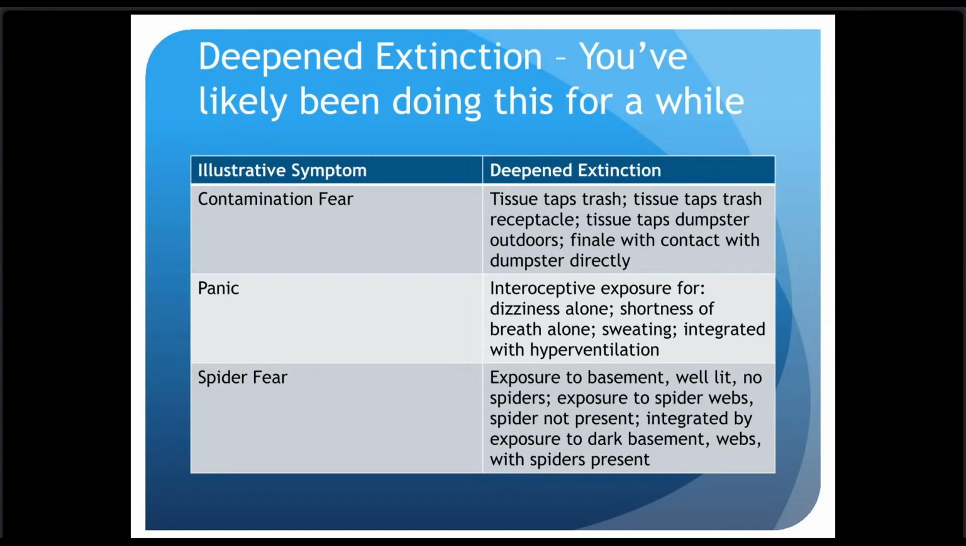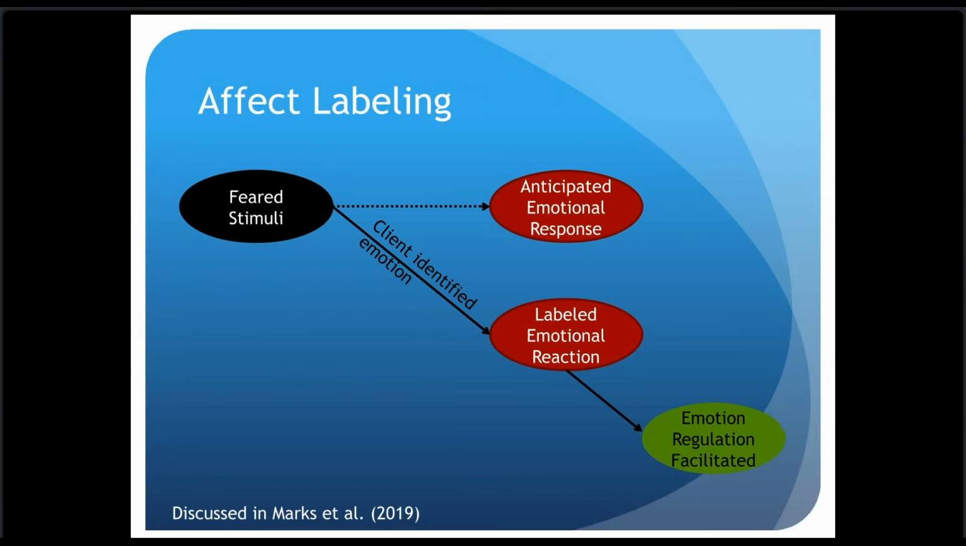So that's deepened exposure. Spider fear, just to really bring it home, you could have the person go into the basement where it's well lit, there's no spiders. Then you go to parts of the basement where there's spider webs, but the spiders are not there. And then you integrate it by going to the basement in the dark, there's webs, and there are spiders present. That's deepened exposure. Again, I suspect that sounds familiar to you, and now we're putting a name to it. And what's nice about formally putting a name to it and describing it this way is that you can plan it accordingly. You can think about this as a conceptual approach rather than something that you've probably been doing implicitly but didn't have a name for.